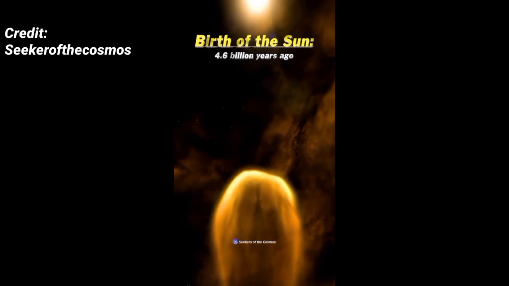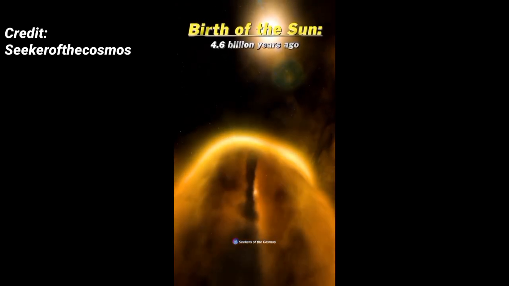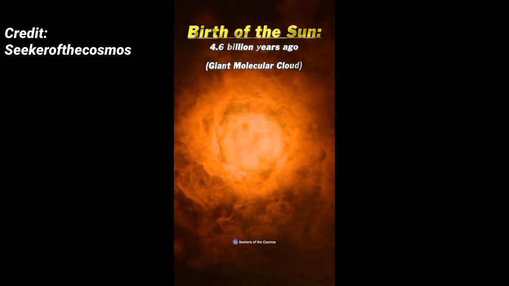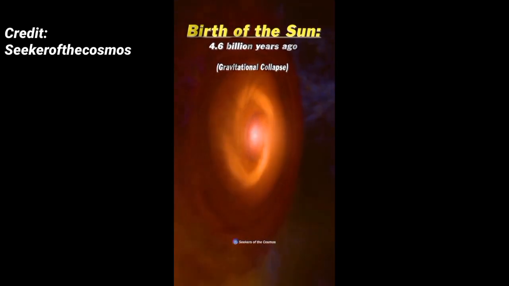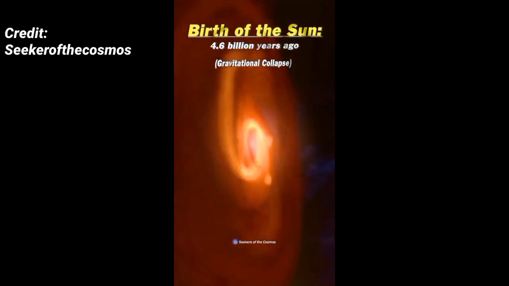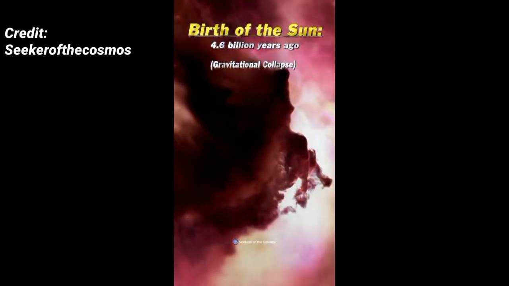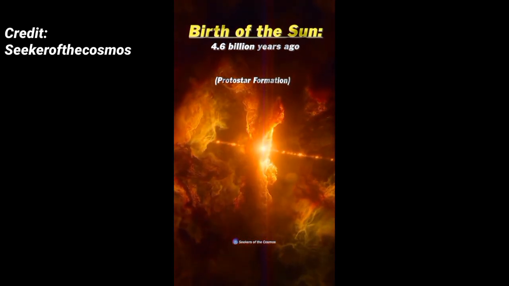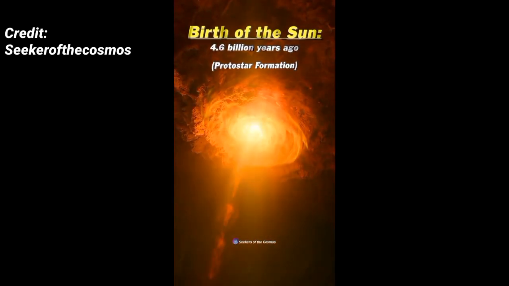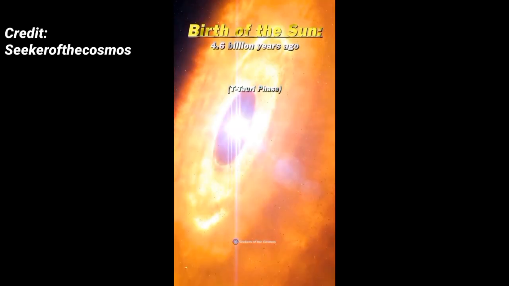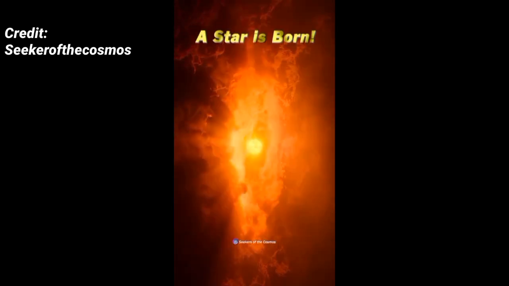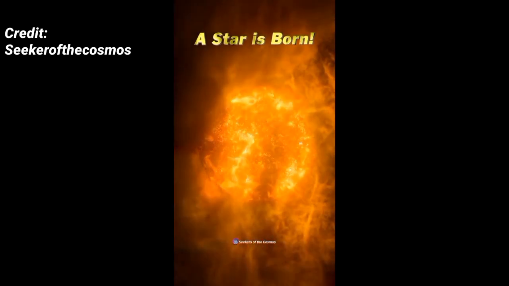Now let's understand how the sun was born. About 4.6 billion years ago, the sun was born from a giant cloud of gas and dust called a nebula. This cloud began to collapse under its own gravity, possibly triggered by a nearby supernova explosion. As the cloud collapsed, it formed a hot, dense core called a protostar. Over about 100,000 years, the protostar continued to gather mass and heat up.